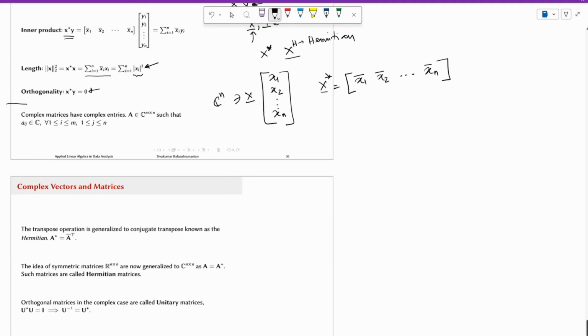So that's for vectors. We can similarly define matrices, where the individual elements are complex numbers, not real numbers. And as I said, the transpose operation is essentially a Hermitian operation, where A Hermitian is the transpose of A with the complex conjugation of all the individual elements of A.